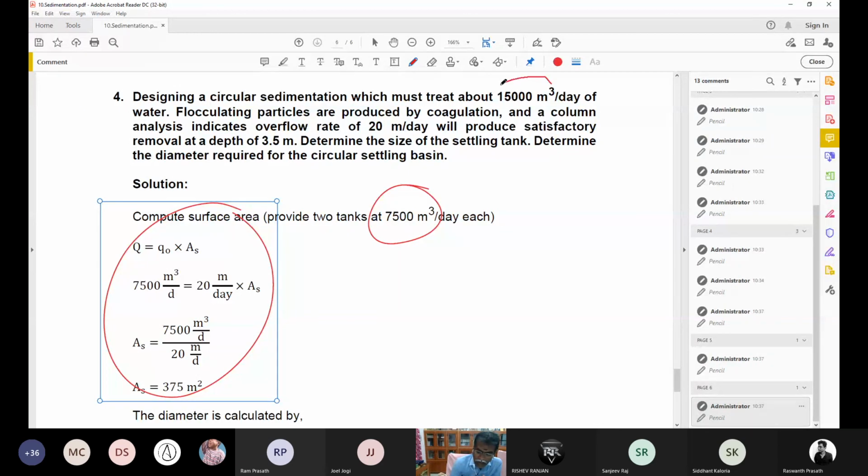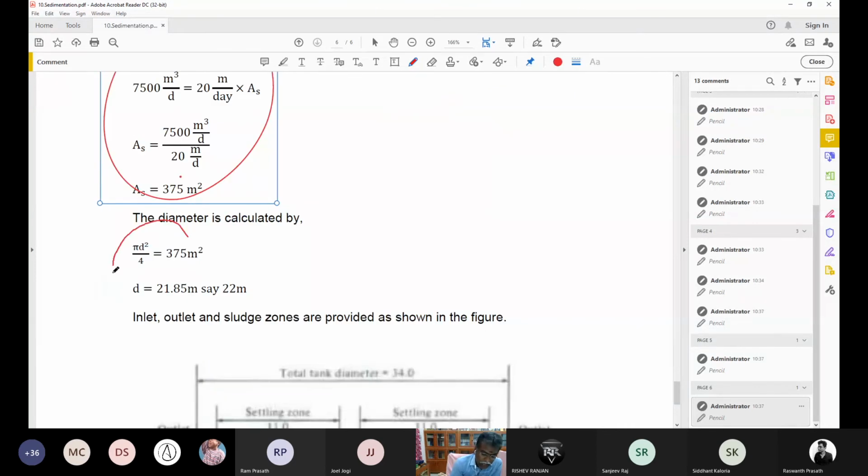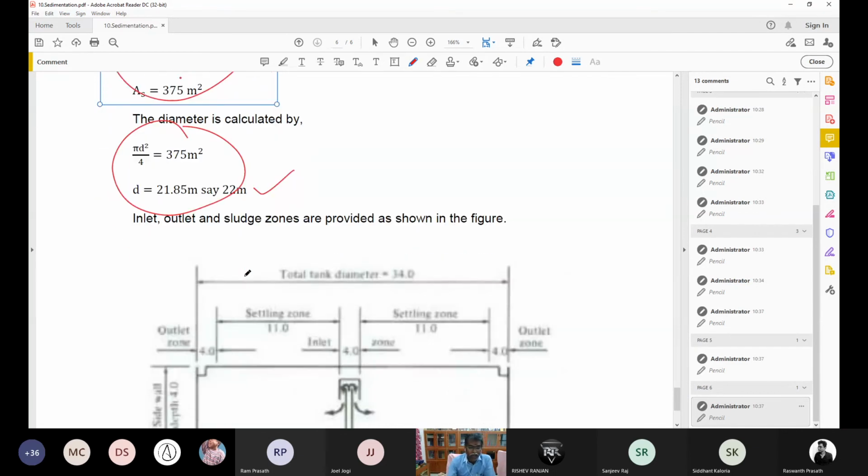The problem statement is 15,000 meter cube per day. You have 2 different tanks, so per tank is 7,500, and again overflow rate is given as 20 meter cube per meter square day, or 20 meter per day. Then you can check out what is the area, and the area can be equated to pi d square by 4, which is equal to 375 meters square. Thereby the diameter of the tank becomes 22 meters. Yeah, diameter is 22.